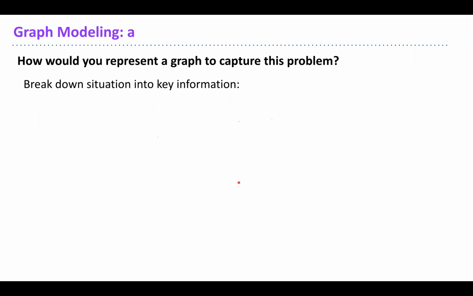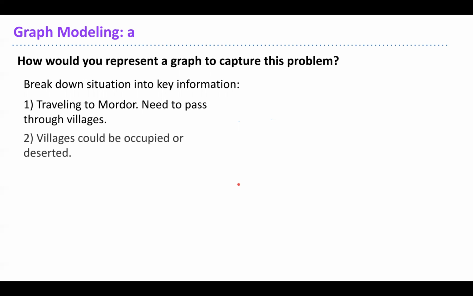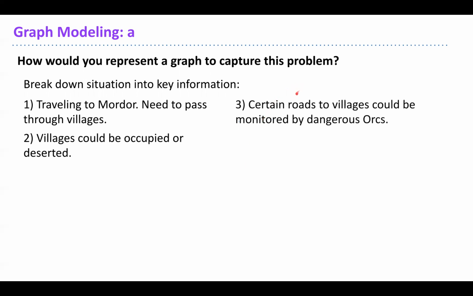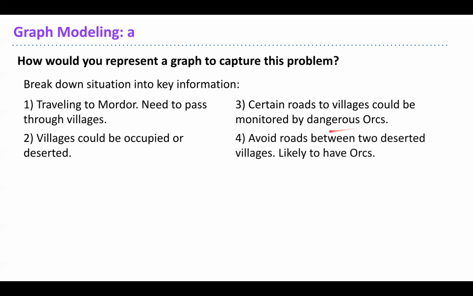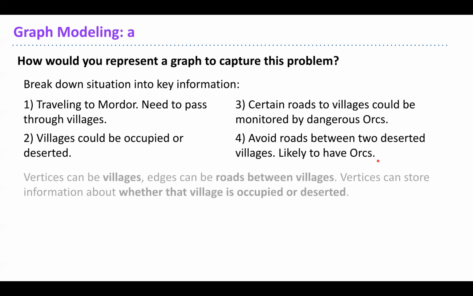So let's start by breaking down this question into key bits of information so that we can encode this information in our graph. So we need to travel to Mordor. So we need to pass through villages. That's our first one. Second one would be our villages could be occupied or they could be deserted. And we know this from the question, right? The third one is certain roads to villages could be monitored by dangerous orcs. So certain roads, we want to avoid, these roads that are monitored by dangerous orcs. And the fourth point basically says to avoid these roads between two deserted villages. These are likely to have orcs.